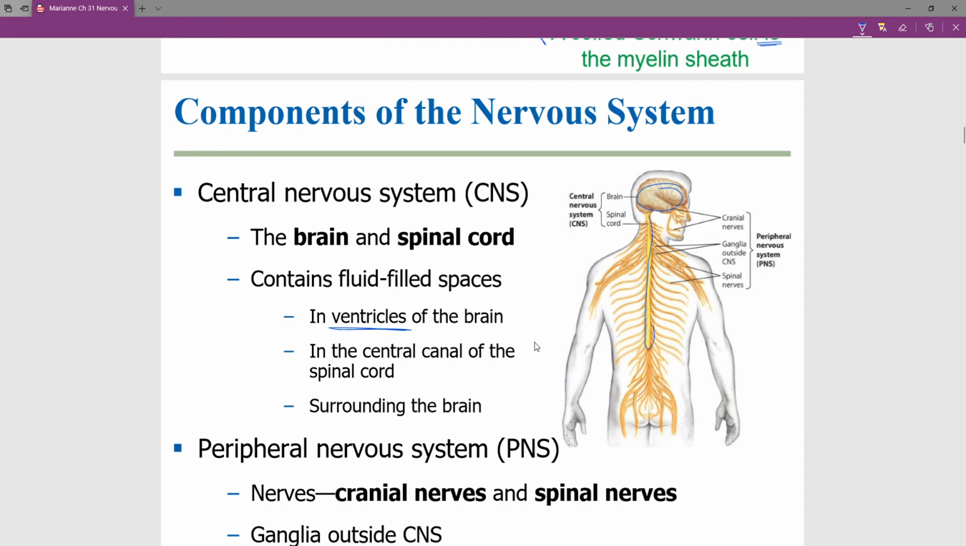The peripheral nervous system is everything else. So all of the spinal nerves that are coming off of your spinal cord, and then anything outside of that. And so any of the cranial nerves too, so cranial nerves going off your face or through your face. All of the other nerves other than the brain and the spinal cord are your peripheral nervous system.